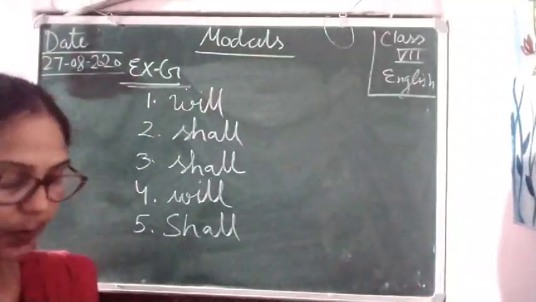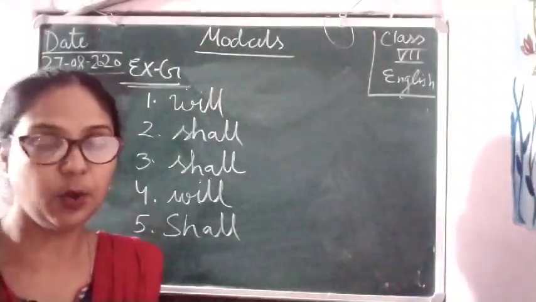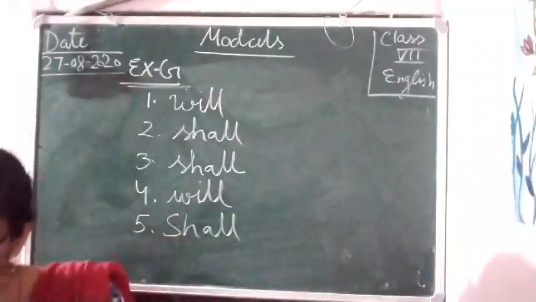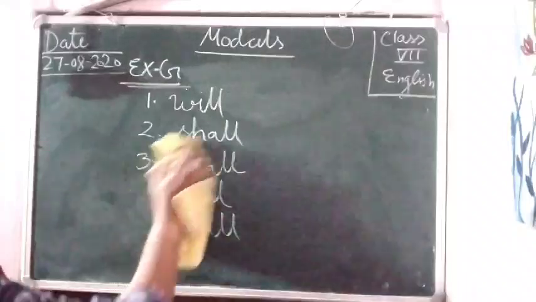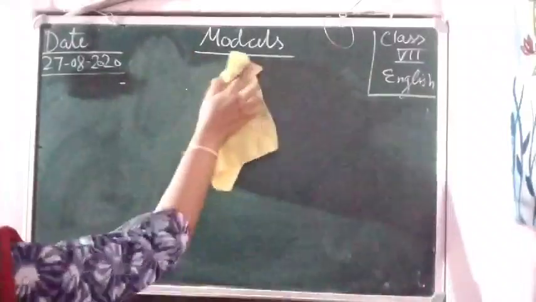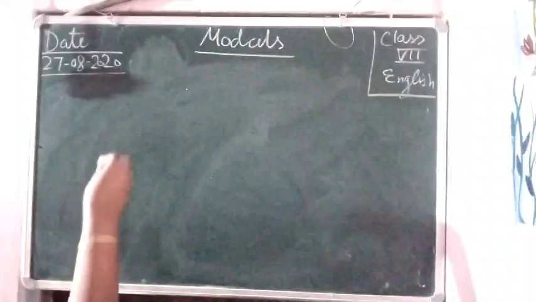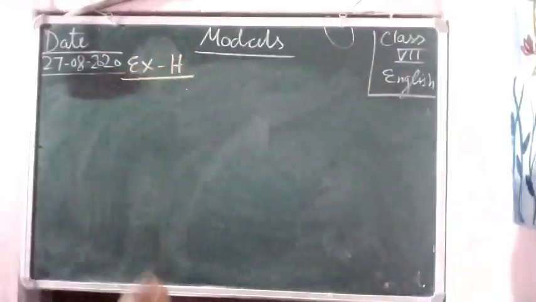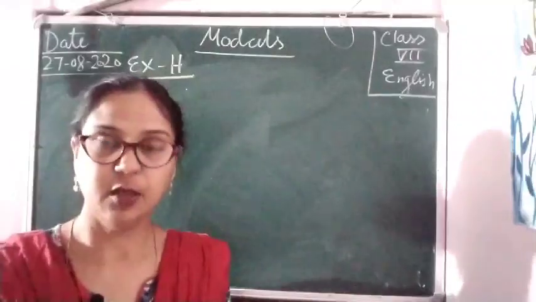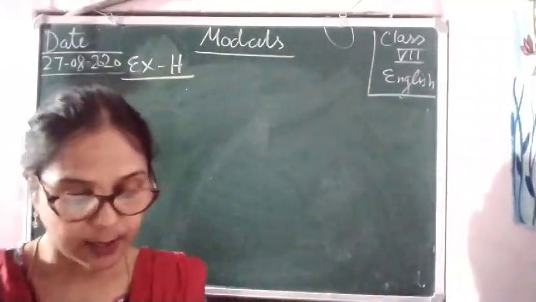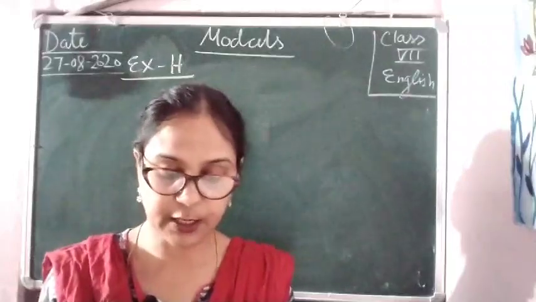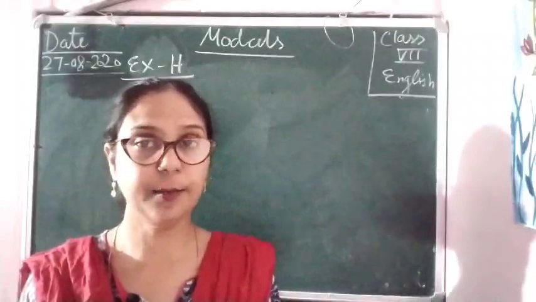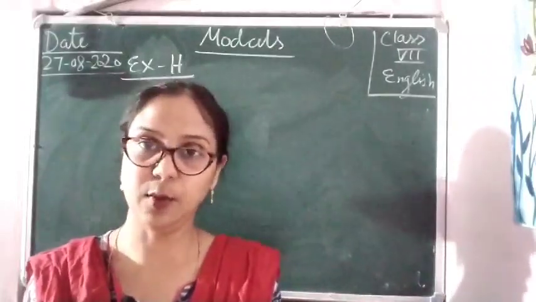This is exercise number H. So on the same page you will do the next exercise also. So this is exercise number H. We are doing exercise number H. So let's start. Complete the sentences using the correct option. Now here the options are given in the bracket and we have to choose the correct one.